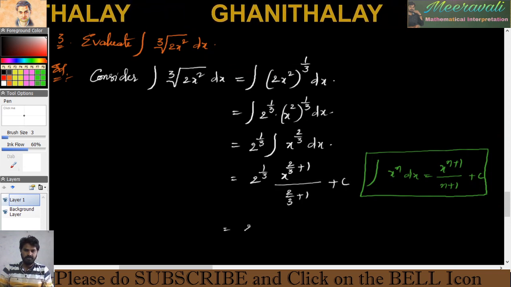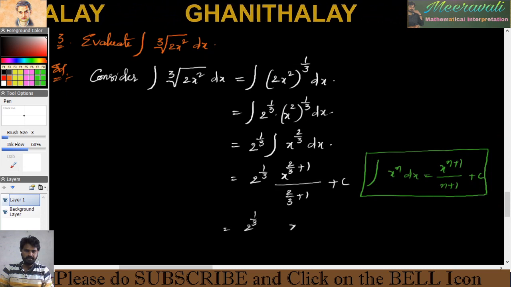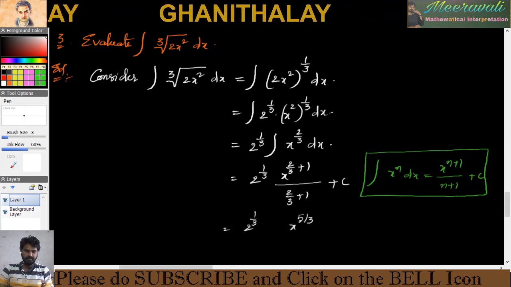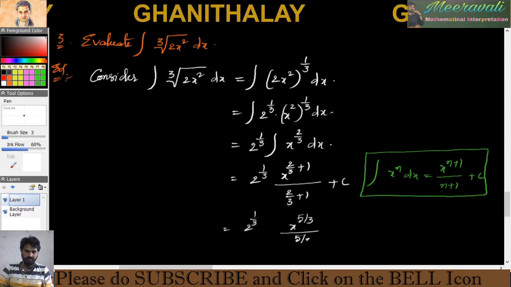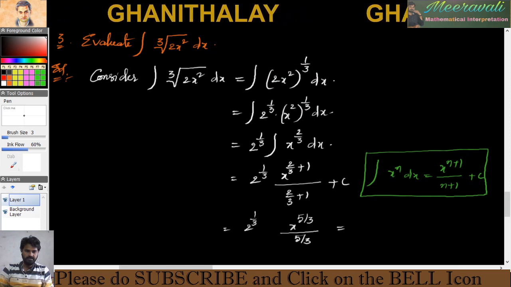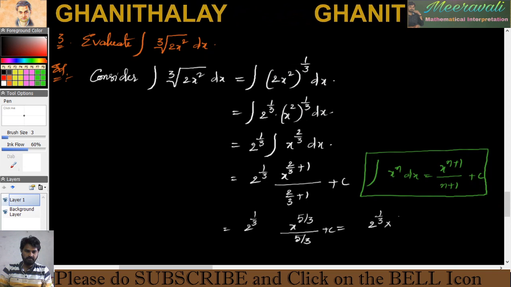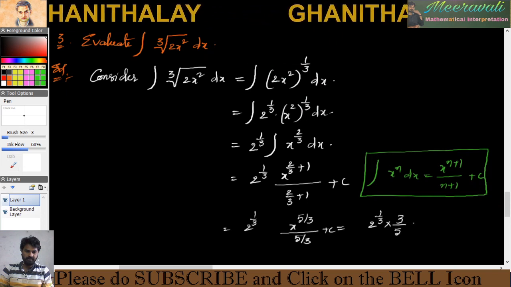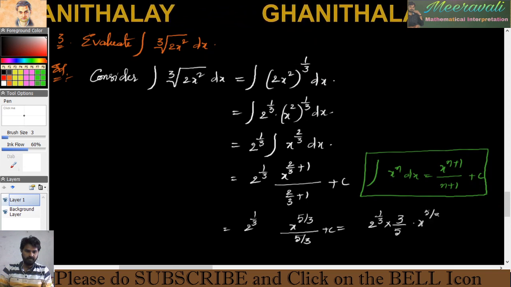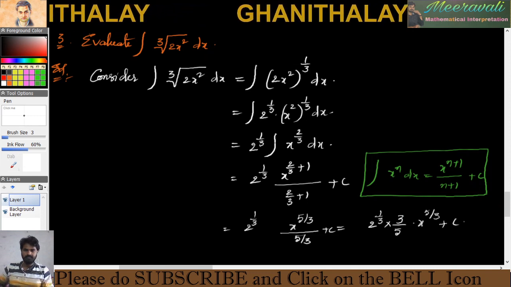So finally 2 power 1 by 3 into x to the power of 5 by 3 by 5 by 3. Now reversing the denominator here, 2 power 1 by 3 into 3 by 5 into x to the power of 5 by 3. This is the answer. Okay.